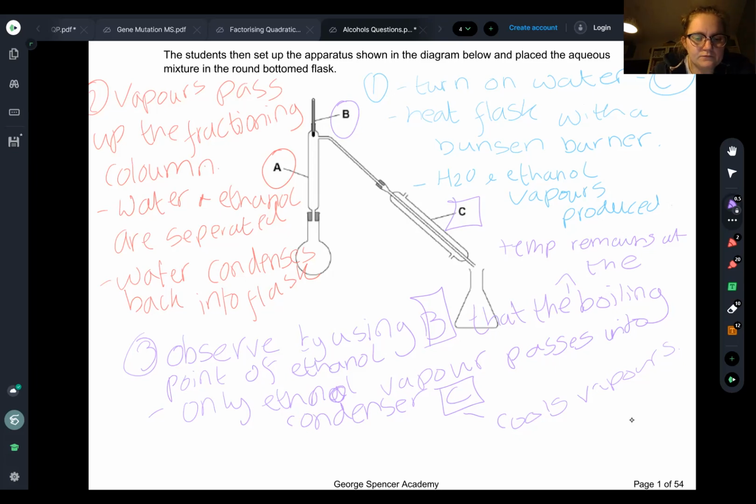And those first 2 stages in point 1 had to be in the correct order. Everything else could be logical. So to get 5 or 6 marks, you must say this one first: turn on the water, then heat the flask. If you miss one of them out or put them in the wrong order, you cannot get more than 4 marks. So that's really important to know.